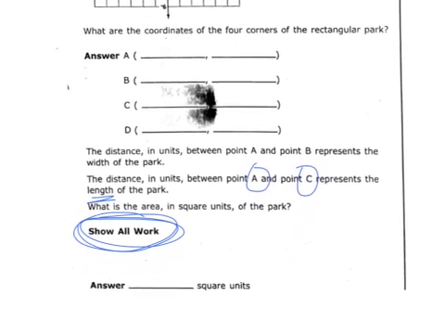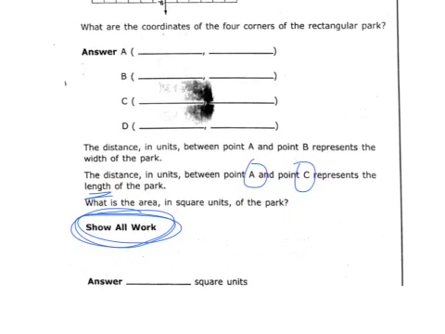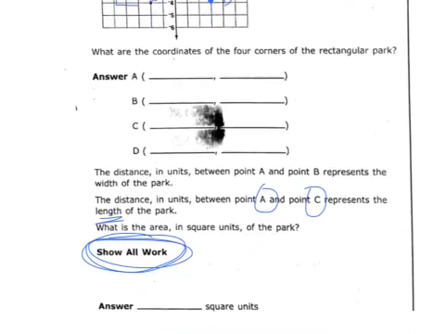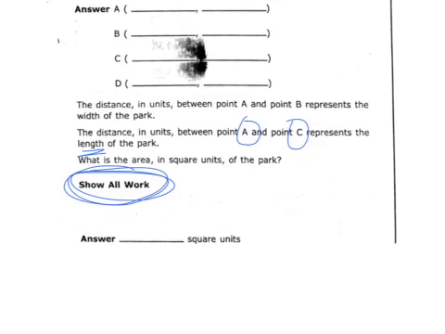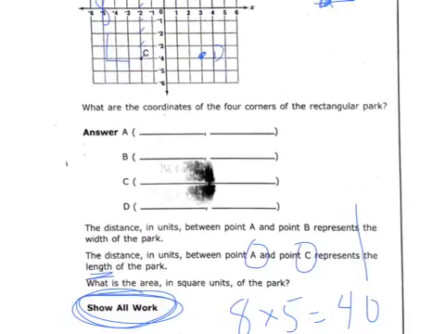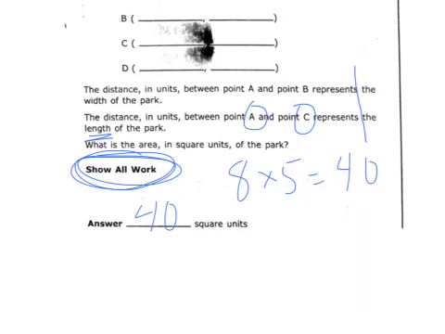So let's look back down here, and it wants to know what the area in square units of the park is. Well, we know we have 8 by 5. So all we have to do, since area is length times width, we just multiply 8 times 5 equals 40. And we got 40 square units. And that's really all the work that you can show. We've got the points up here. We show up here where we've got the distance. And then down here, 8 times 5 equals 40. 40 square units.